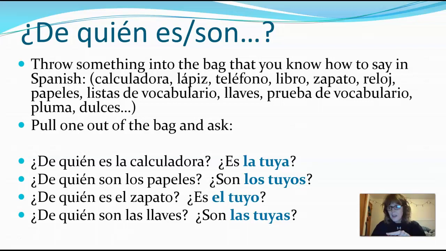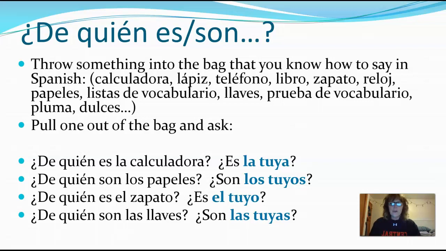¿Es la tuya? So let's say that I point to Josh and say, ¿es la tuya? Well, Josh is a guy. Doesn't matter, okay? Because la calculadora is a feminine thing. So notice my question is going to be, ¿es la tuya? He says, no es la mía, right? No es la mía, or no es la calculadora mía. Puts it back in, and it goes around until somebody pulls out an item and gets it back to the rightful owner.